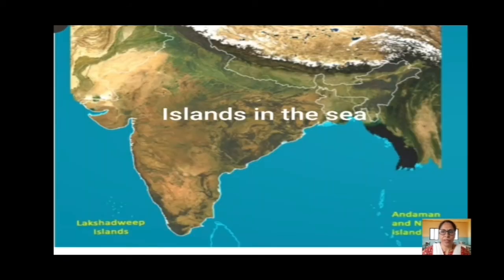The islands in the sea. Andaman and Nicobar Islands are located in the Bay of Bengal. These islands are composed of 265 big and small islands covering an area of 8,249 kilometers. Lakshadweep Islands, located in the Arabian Sea, are basically coral islands.